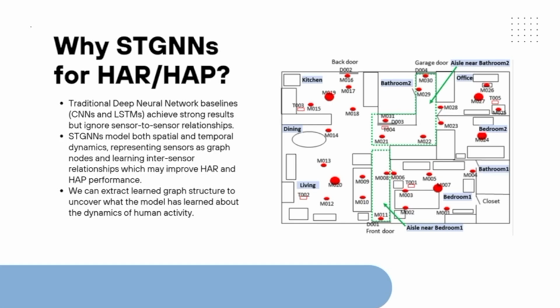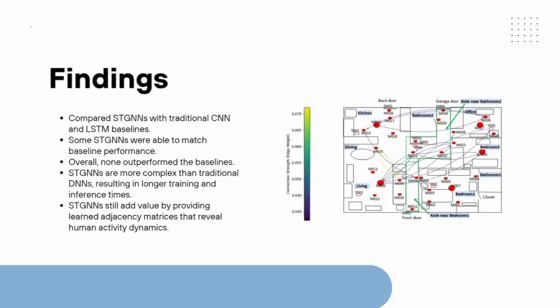Sensors in a smart home can be viewed as a graph, and SCGNNs can be used to learn the relationship between these sensors and how they evolve over time. SCGNNs also come with the advantage that their learned graph structures can be extracted to reveal insights into human activity.